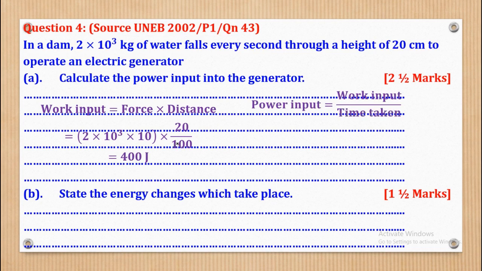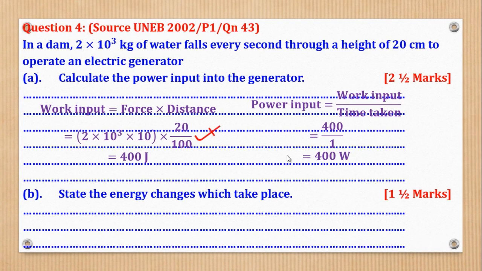Now that I've got work input, I can get now the power input which they want by saying that power input is equal to work input over time taken. So work input was 400 joules and time taken was 1 second, as you can see here. When I substitute, I'll come up with my power input as 400 watts, and basically that's what they wanted.